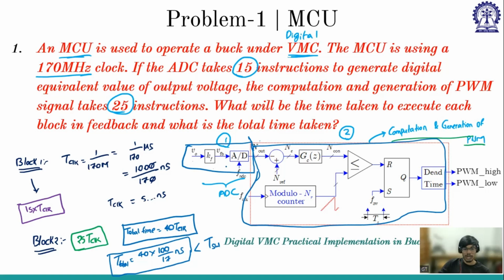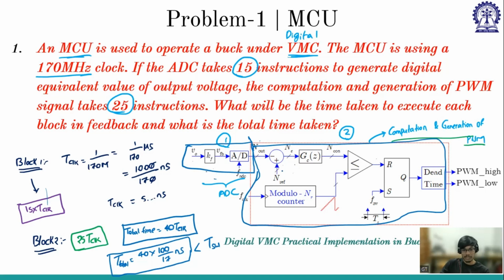Now the question is, what time does this block take to execute, and what time does this block take to give the PWM? As we know, each instruction line will take one clock cycle. So from the clock information, I got the instruction time, which is T clock. Based on the information they have given, ADC computation will take 15 into T clock because of 15 instructions, and this will take 25 into T clock. The total time is this plus this because they are happening serially. Until this happens, this will not start.